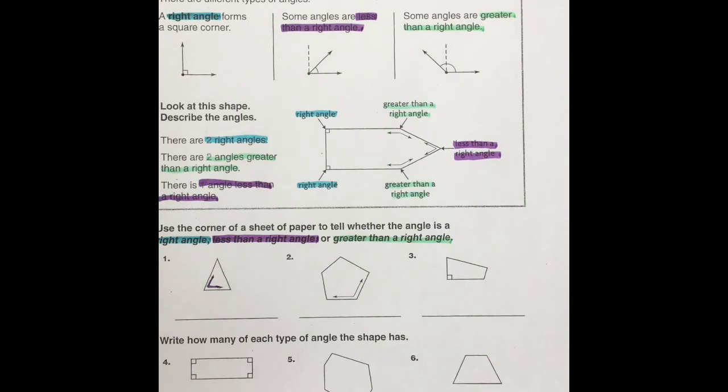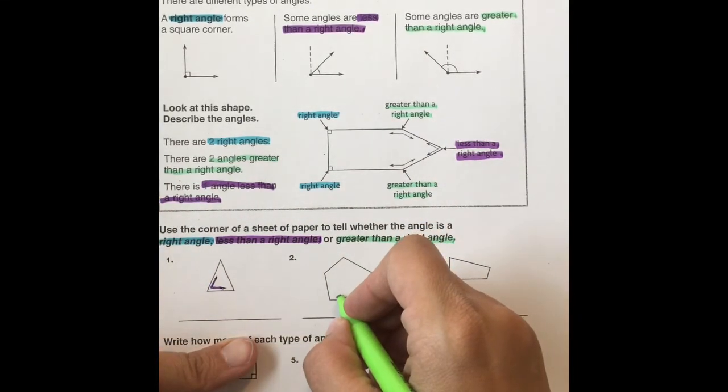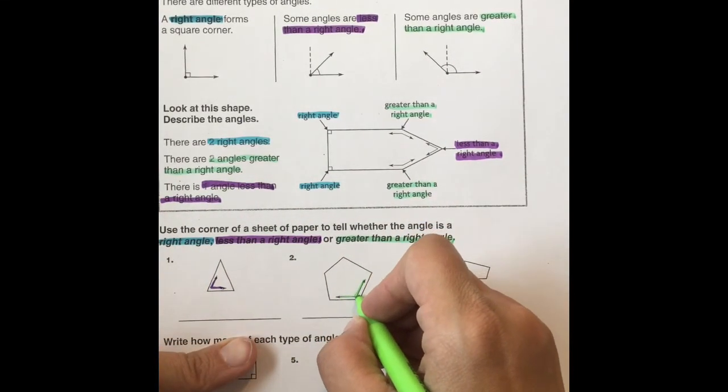Let's take a look at number 2. Is it a right angle? Is it a perfect square? I don't see a perfect square. Do you? Is it smaller? I don't think it is. It looks pretty large. So that means it is greater than a right angle.